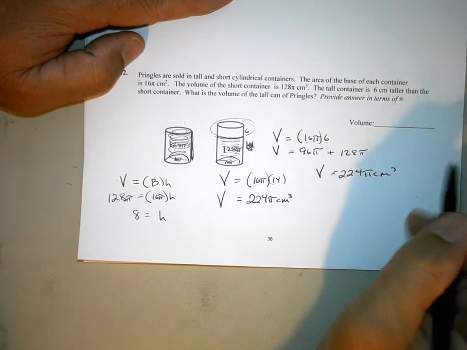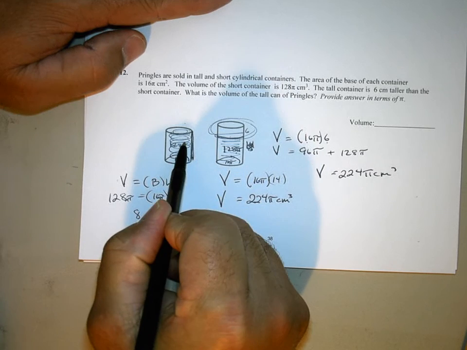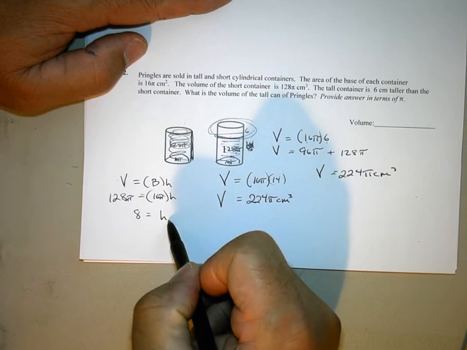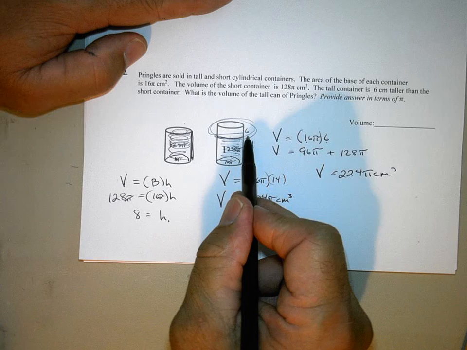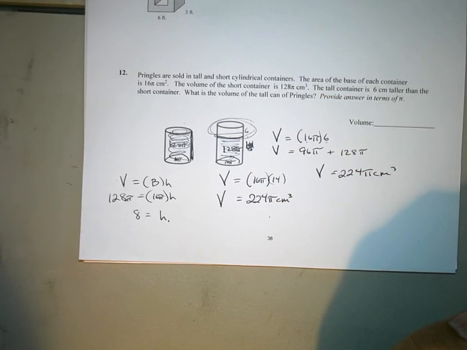So either find the volume of the additional 6 and add it to the volume of the smaller can, or work backwards, find the height of the smaller can, add 6 to it, and find the volume. Either are pretty simple. Okay, and that's 9.6. Or excuse me, is that 9.6 or 9.5? 9.5.